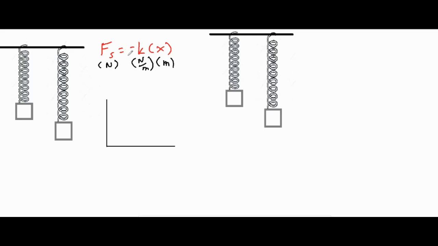Now, the reason why there's a negative here is because that spring force is always a restorative force. What that means is if something is pulling it down, then the spring is opposing it and pulling it up. It's always going to have a force that is a restorative force to push or pull it back to its equilibrium position.